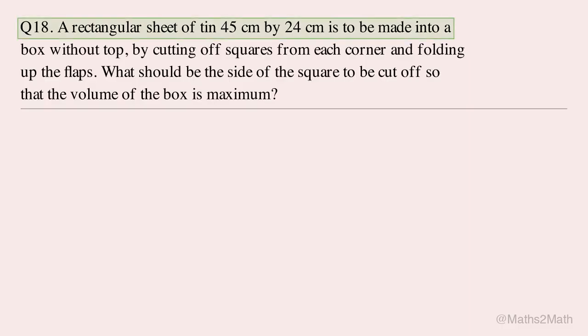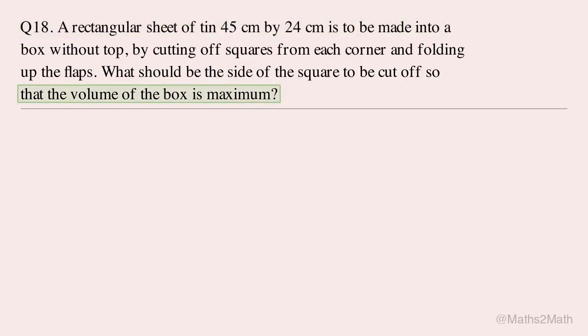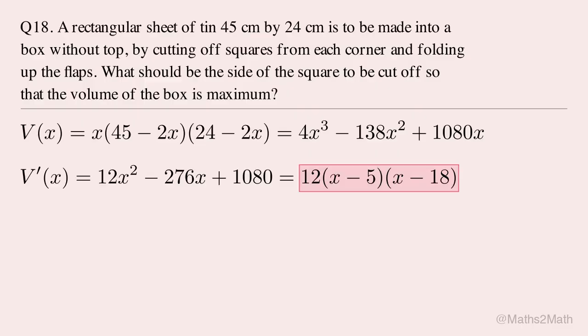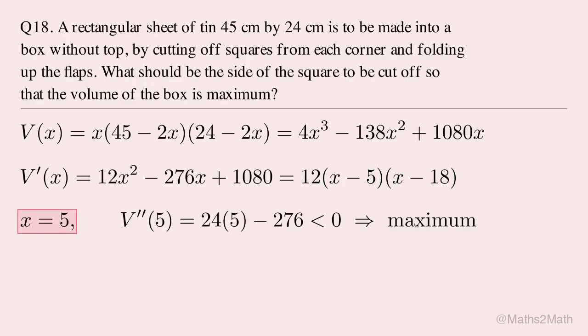Question 18. The rectangular version, 45 by 24. Same setup, a quadratic to factor at the end. The volume with corner x. Differentiate and factor. X equals 18 is impossible since 24 minus 36 is negative. X equals 5 is the maximum, confirmed by the negative second derivative there.